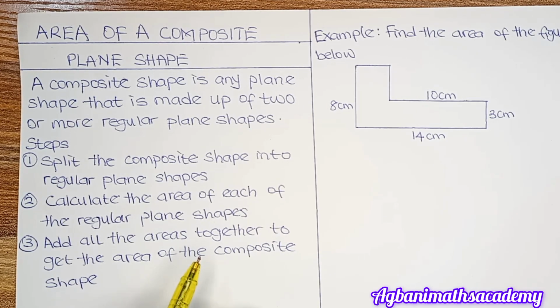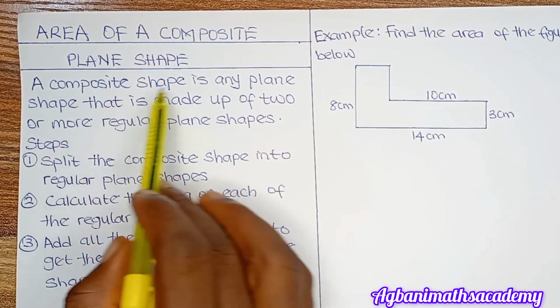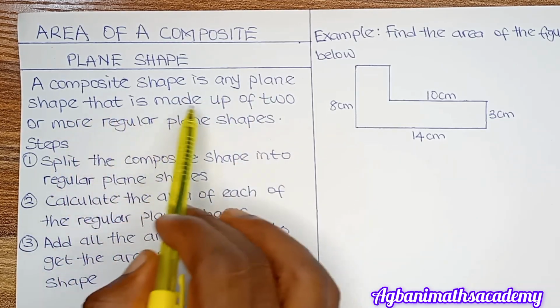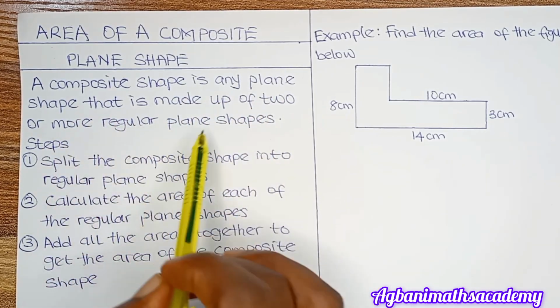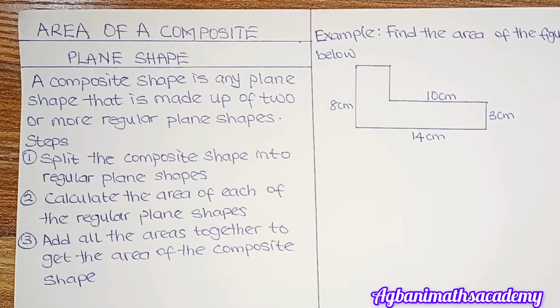We know of plane shapes like rectangle, square, triangle, parallelogram, and all those regular plane shapes. But what is a composite plane shape? A composite shape is any plane shape that is made up of two or more regular plane shapes. So when you have a combination of two or more regular plane shapes, you have a composite plane shape.